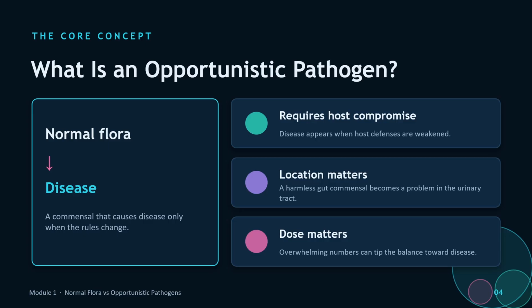Second, location. A commensal that is harmless in its home turf becomes a pathogen when it reaches a sterile or vulnerable site. The classic example is gut E. coli ascending into the urinary tract, where it is the leading cause of urinary tract infection. Third, dose. Even in a healthy host, an overwhelming number of organisms, say contamination of a wound or a surgical site, can tip the balance. So the diagnostic question is never simply, is this organism present? It is, is this organism here, in this host, in this amount, in a context that explains disease? That reframing prevents a great deal of overtreatment.